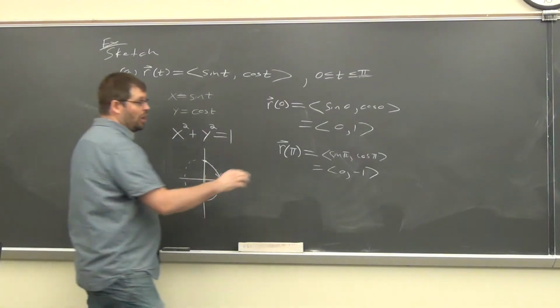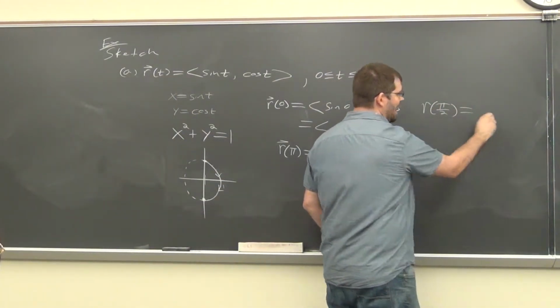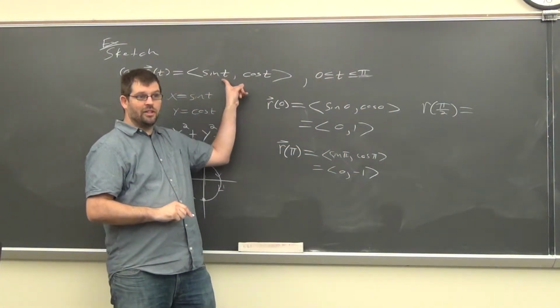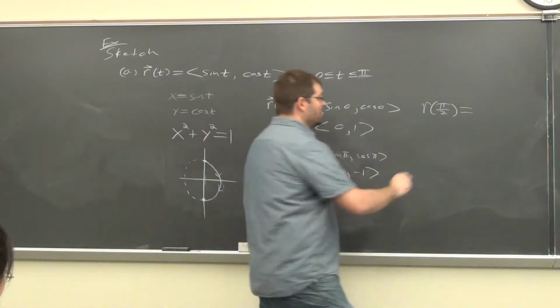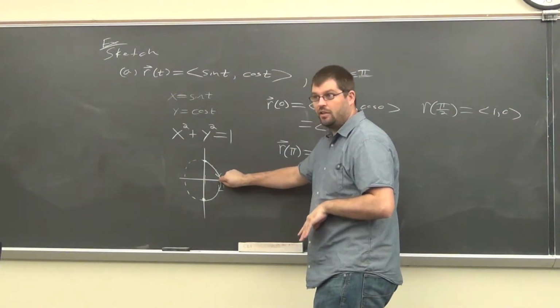Okay, so one way to look at it would be to take a midpoint and just see where you're at, right? If you put pi over 2 in, sine of pi over 2 is 1, cosine of pi over 2 is 0. So that means you ended up at this point, right?